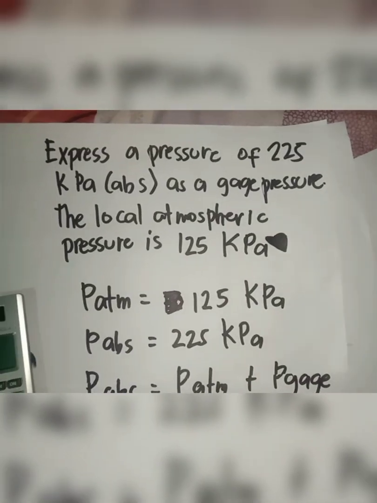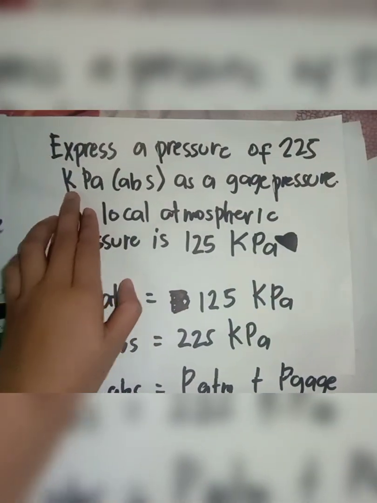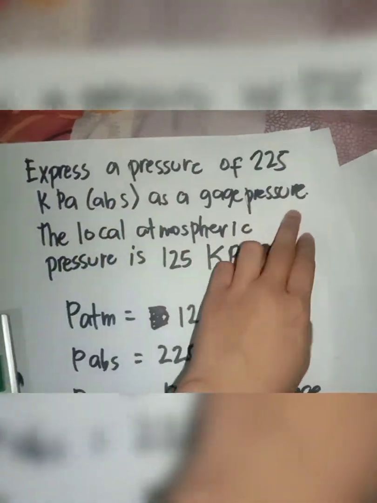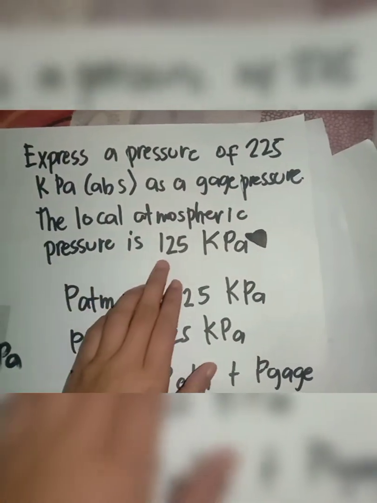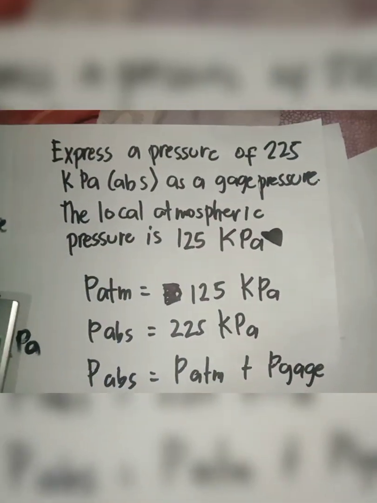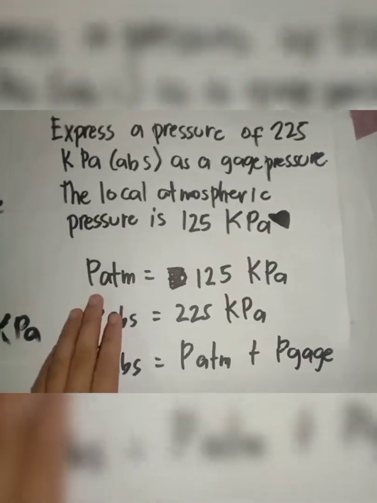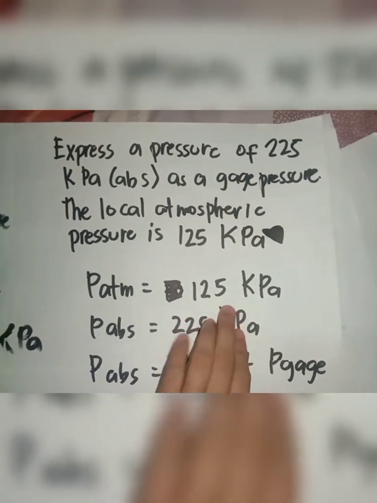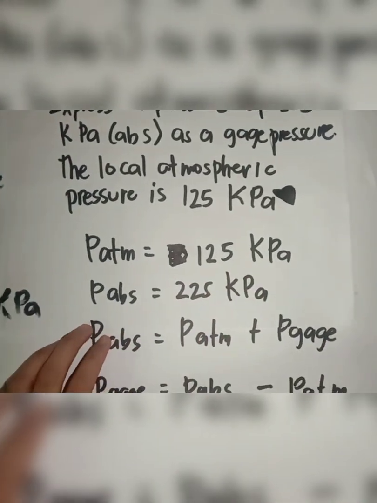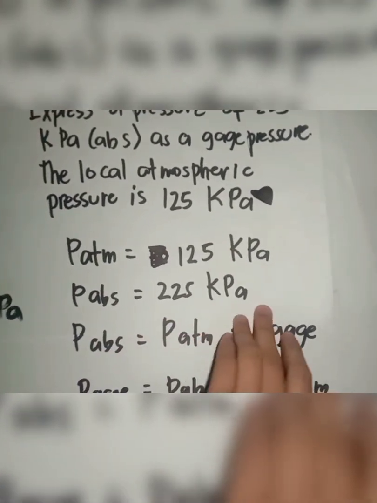So the problem is: express a pressure of 225 kilopascal absolute as a gauge pressure. The local atmospheric pressure is 125 kilopascals. Then the atmospheric pressure is given at 125 kilopascal, and the absolute pressure is given as 225 kilopascal.